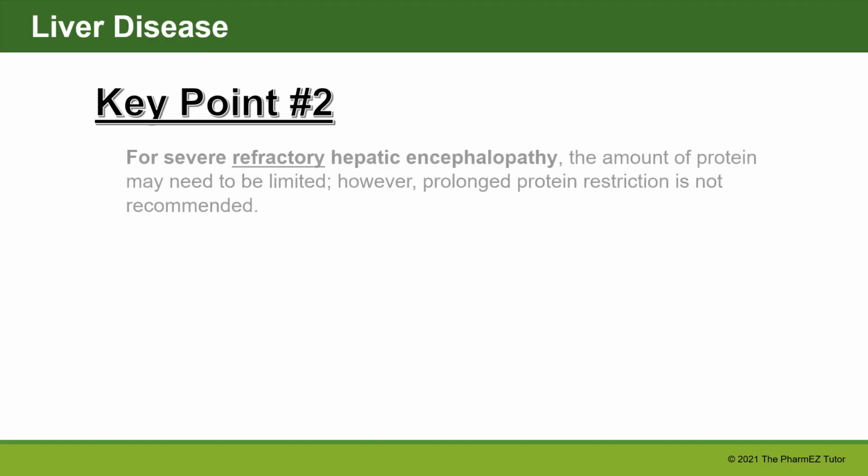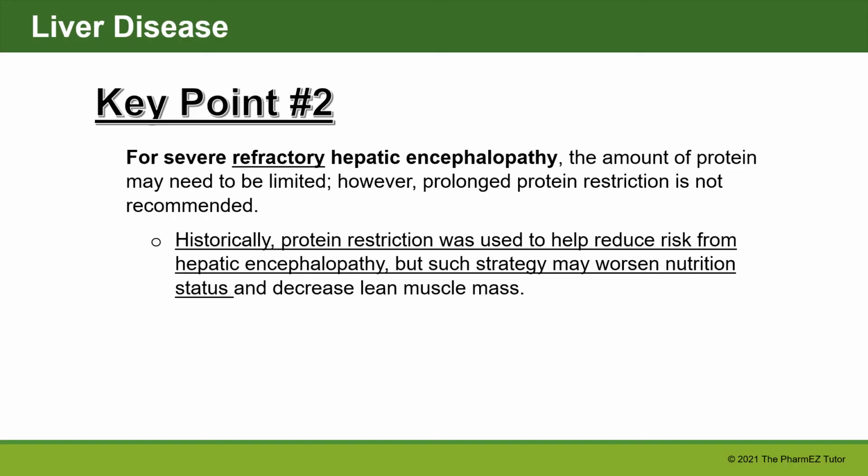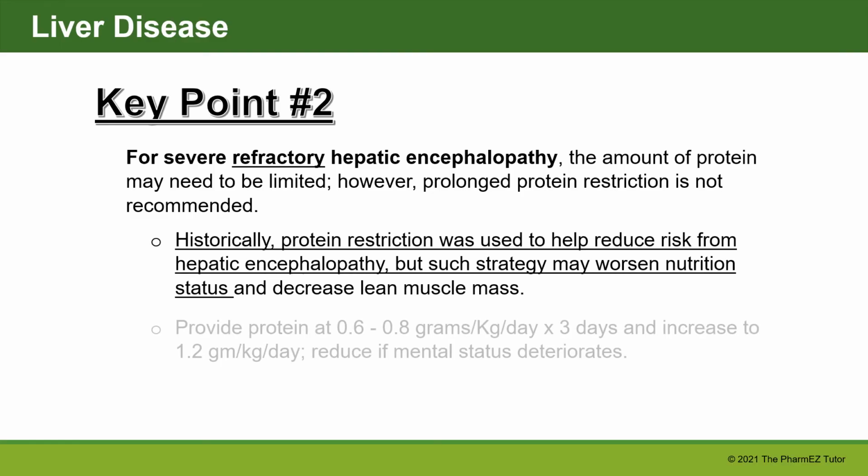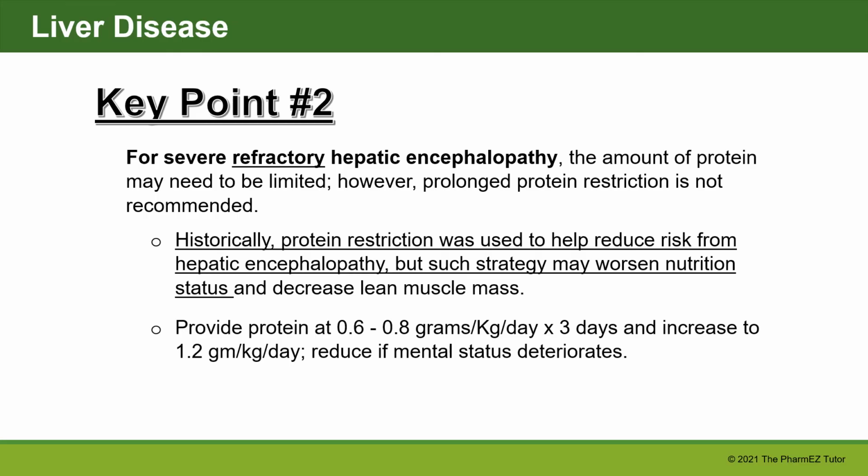Key point number 2. For severe refractory hepatic encephalopathy, the amount of protein may need to be limited. However, prolonged protein restriction is not recommended. Historically, protein restriction was used to help reduce the risk from hepatic encephalopathy, but such a strategy may worsen nutritional status and decrease lean muscle mass. So provide the protein at 0.6 to 0.8 grams per kilo per day for 3 days and increase to 1.2 gram per kilo per day. Reduce the amount if the mental status deteriorates.